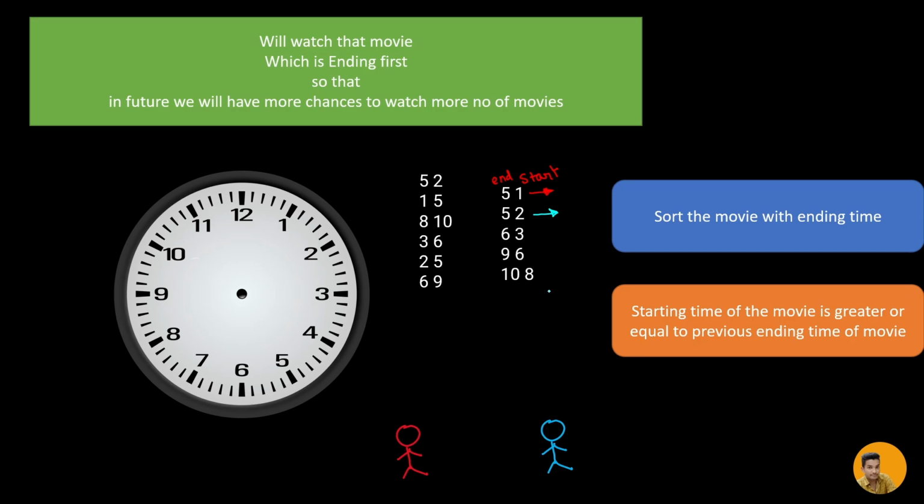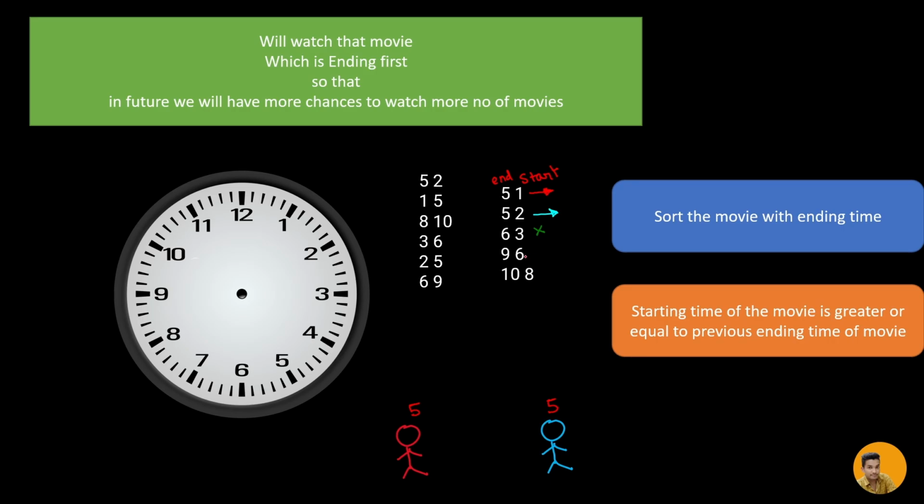Now comes the third movie. Can any of the members watch it or not? This member will finish at 5. This member will also finish at 5. And the third movie's starting time is 3. So he can't sit in for just the last hour of a movie, right? He has to watch the full movie. So this can't be watched, and we'll remove it. What about this movie, 9 comma 6?